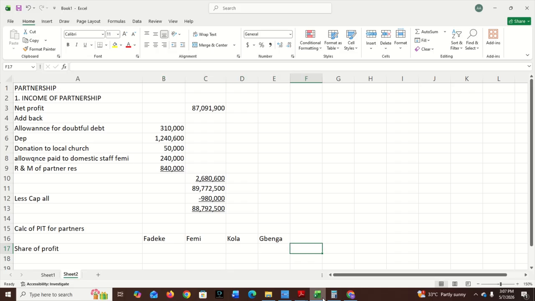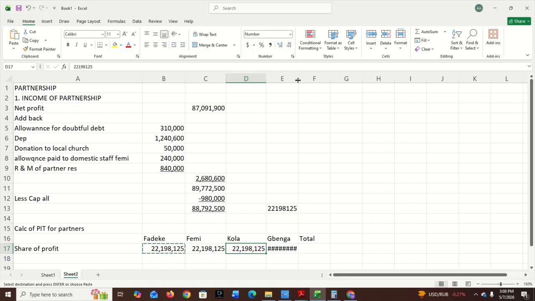Then let's have a column for total. I'll just show you how to calculate their total income, then the allowable expenses, and then the reliefs and the tax table. That one is quite straightforward. So let's divide 88,792,500 by 4. That gives us 22,198,125. So that's what everybody will get. Let's add, so that it will still give us our total of 88,792,500.